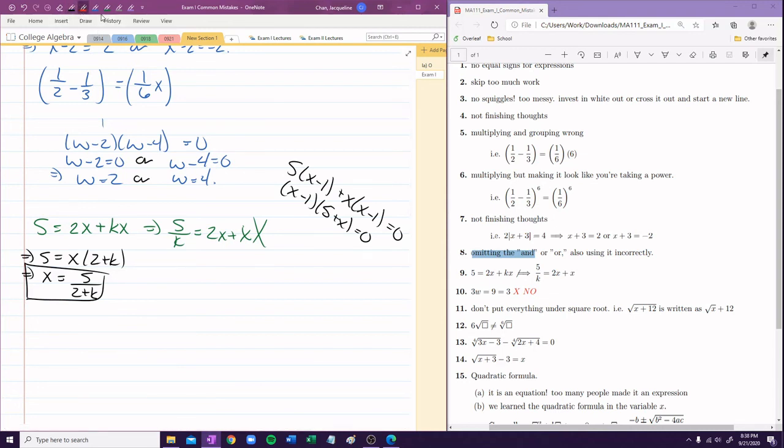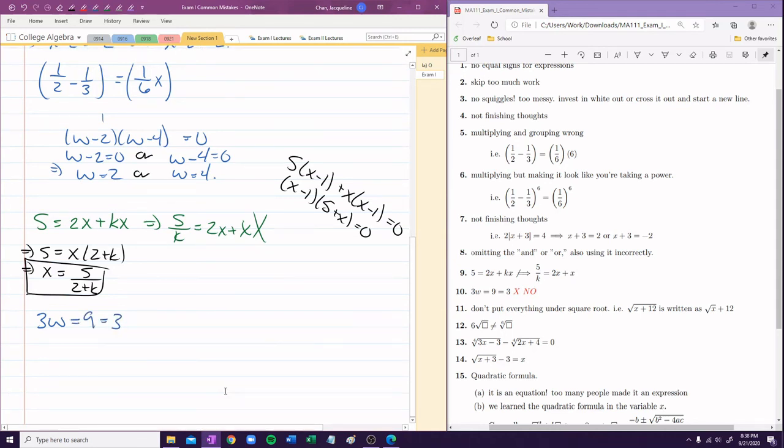Another thing that I saw that was wonky: some people wrote 3w equals 9 is equal to 3. This is wrong. I knew what you wanted to do, but these are not equivalent. It's not equivalent to saying 3w equals 9, which implies w is equal to 3. What you're telling me is that 3w equals 9, which equals 3. This is a contradiction. 9 can never equal 3. So if you did this, I also counted it wrong, because that is not a true statement.